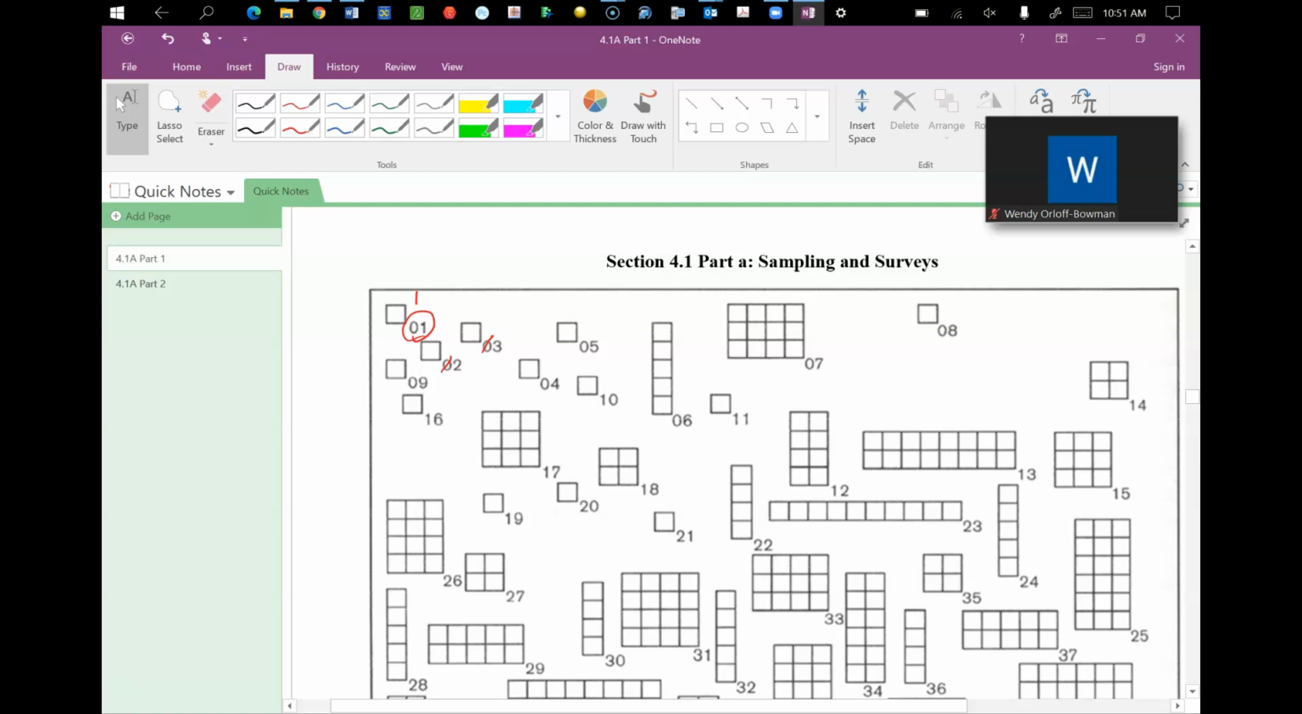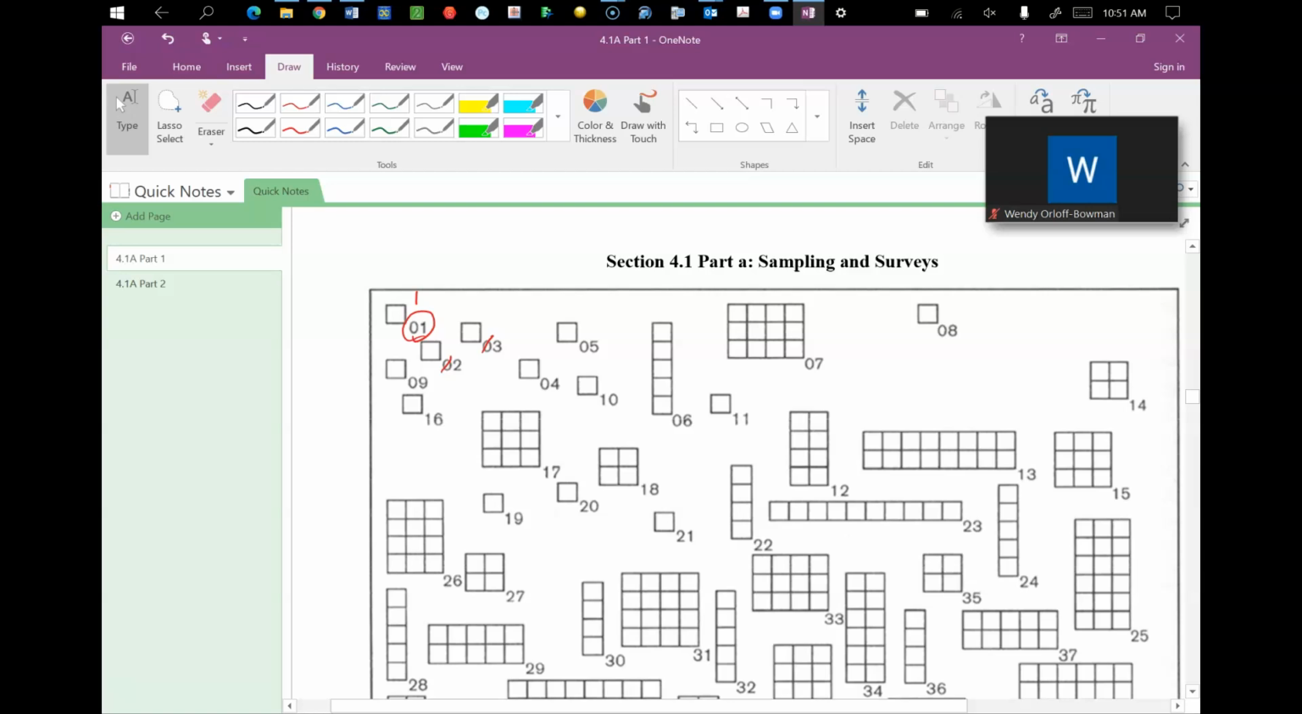So I would recommend, if you're using a random digit table to select subjects for a sample, that you number them in such a way that each one has the same number of digits, so that when you're selecting the digits, you always select the same number of digits, 2 digits or 3 digits or just single digits.